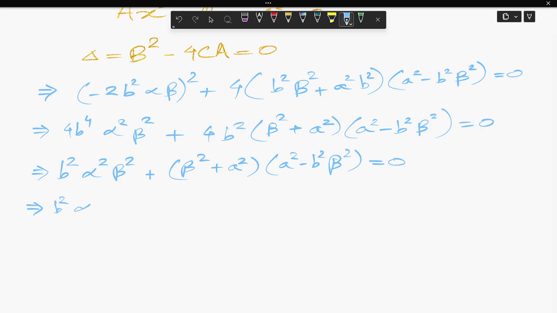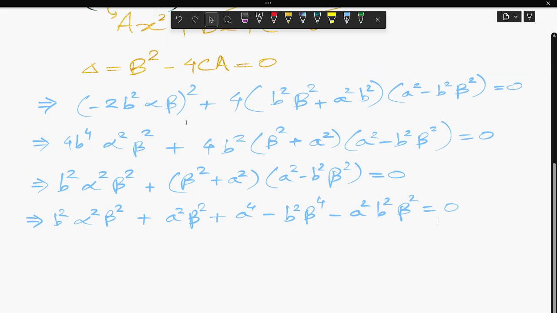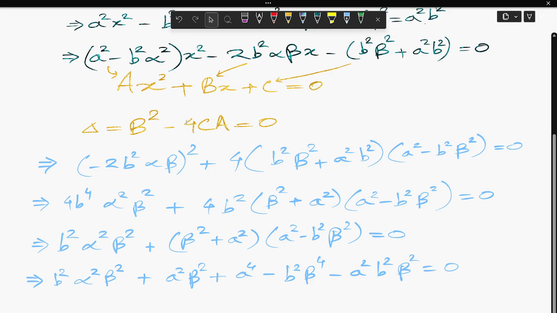Then we have to expand the last term of this equation. So we will get a square beta square plus a to the power 4 minus b square beta to the power 4 minus a square b square beta square. Okay, so again I have to check that I am doing the correct things or not. Yeah, I have done a big mistake here again. That will be alpha square.